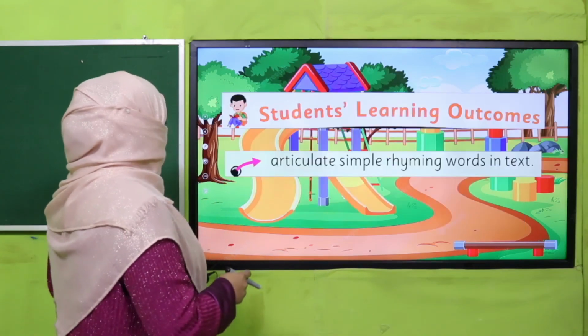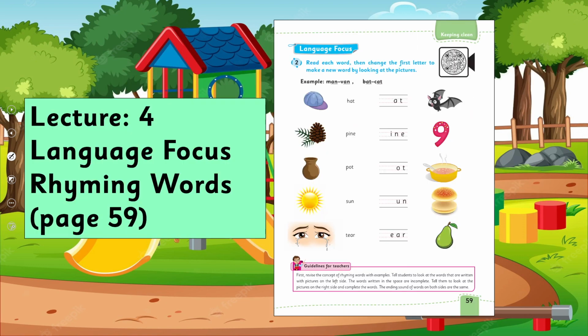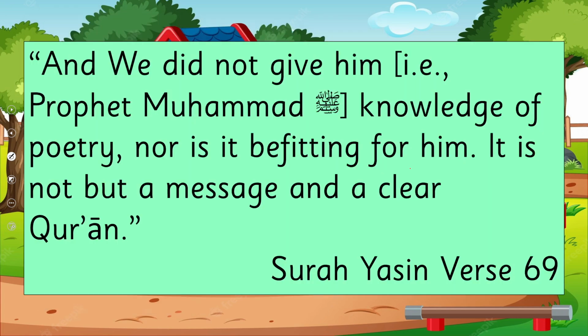Yes, my dear students, today our SLO is to articulate simple rhyming words in text. So this is language focus: rhyming words. Before this, in your Unit 5, I have taught you about rhyming words. Remember, crunchy munchy? I hope you remember this lecture. So we are going to learn further.